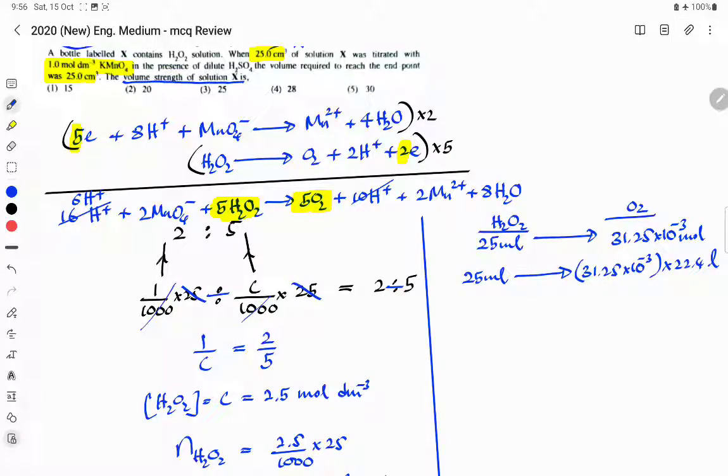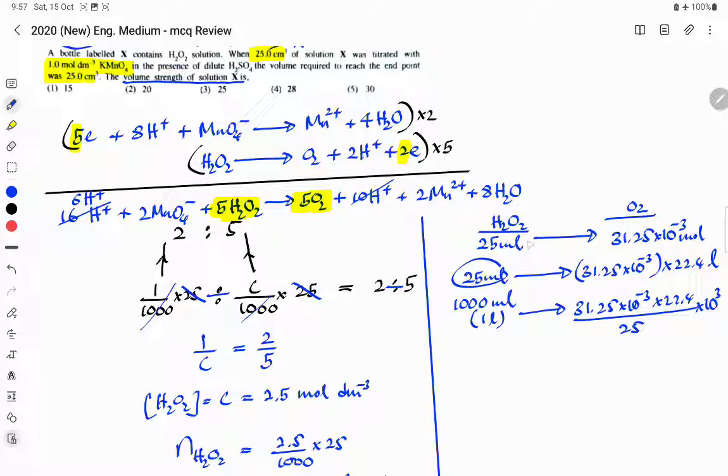Now the volume strength is defined or expressed in terms of how much volume of oxygen will be liberated from 1000 milliliters or 1 liter. So 1 liter will liberate this amount, 31.25 into 10 to the power minus 3 into 22.4 divided by 25 into 1000. I hope you can understand. If you don't get that, just rewatch this video again.